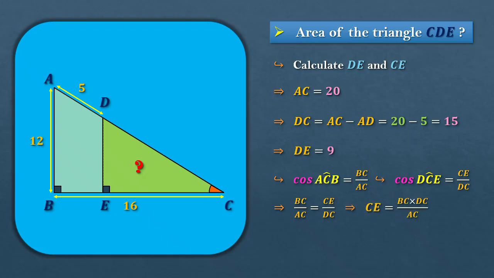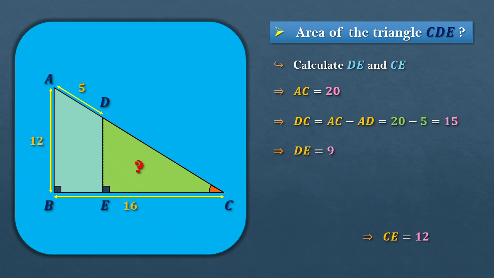This implies that CE is equal to BC multiplied by DC divided by AC. Substituting the values gives CE is equal to 16 multiplied by 15 divided by 20. Thus, CE is equal to 12 units.